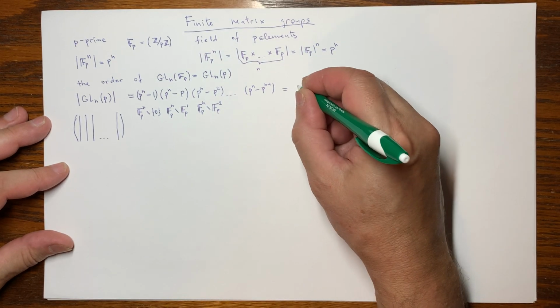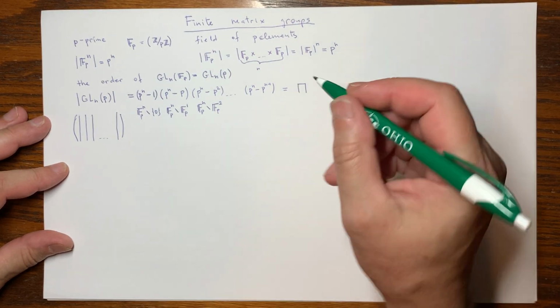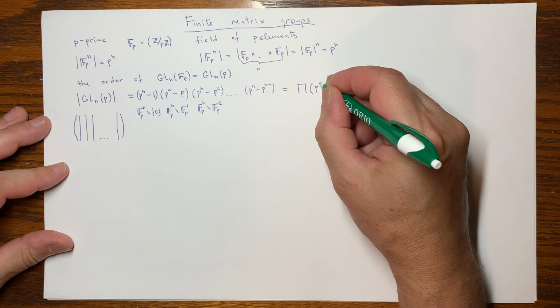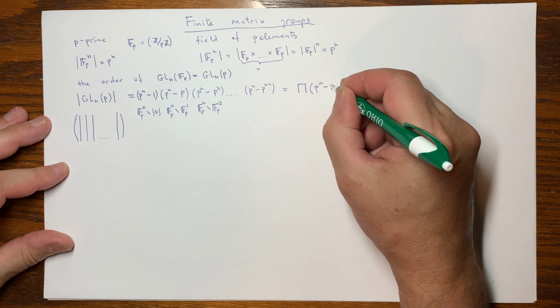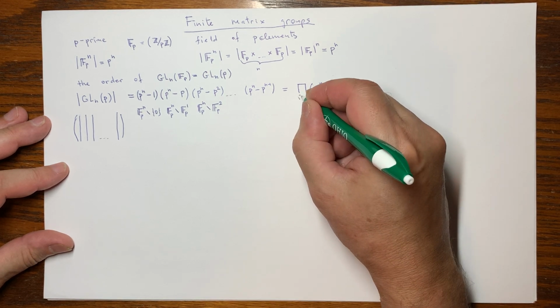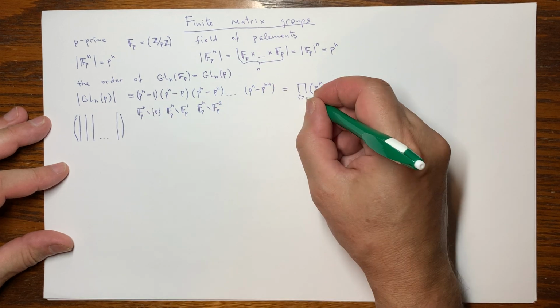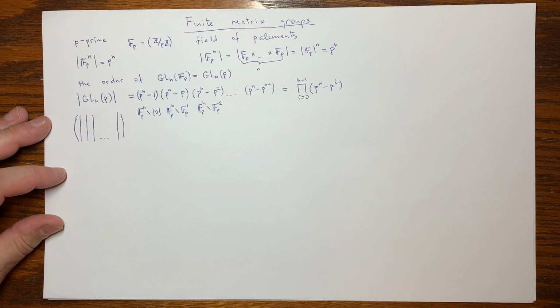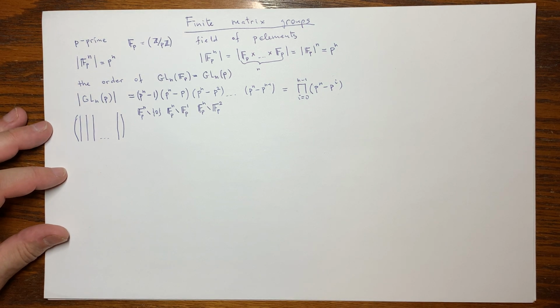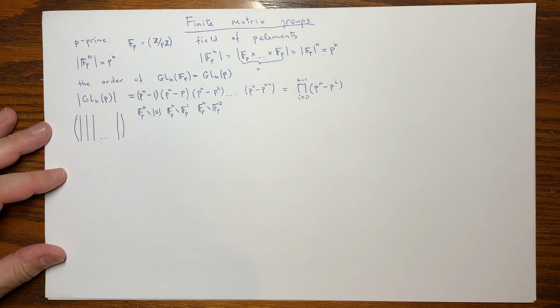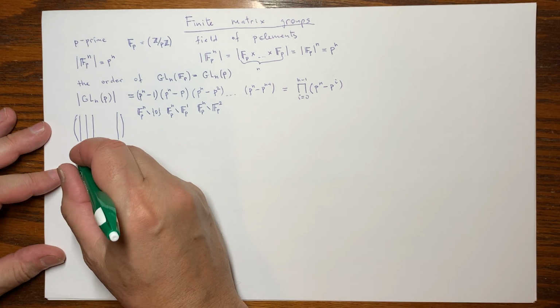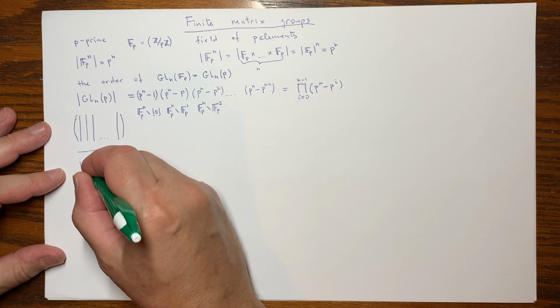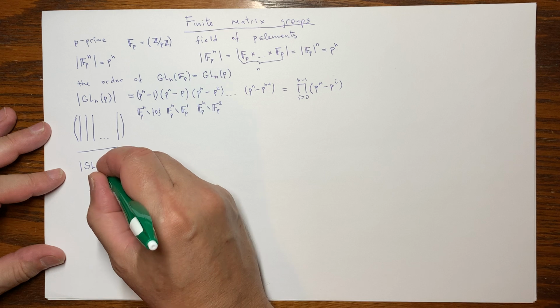And in the compact form, the order of the general linear group is the product of these differences, p to the n minus p to the i, where i starts with 0 and ends with n minus 1. So that is the compact answer for the order of the general linear group. Let's now compute the order of its normal subgroup, the special linear group.